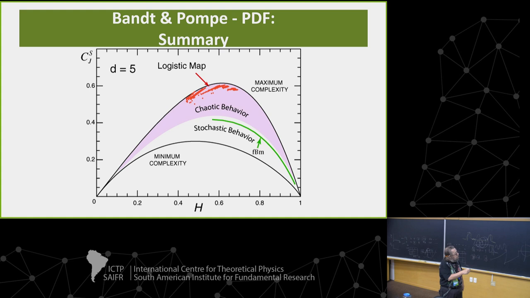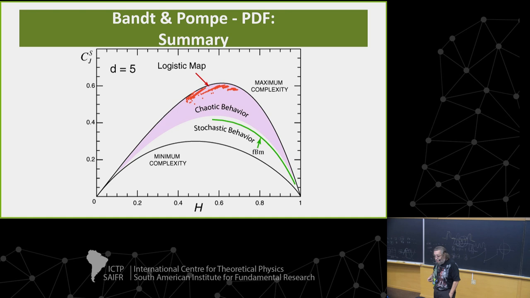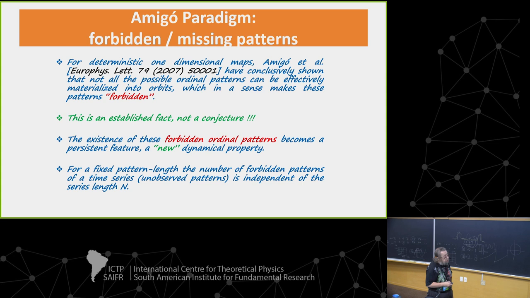This is something in between. For behavior like stochastic or fractional Brownian motion or K noise, you have a behavior different from the chaotic behavior, with some degrees of chaos from noise, and we can use this in order to classify and decide which kind of dynamics are represented by our behavior.